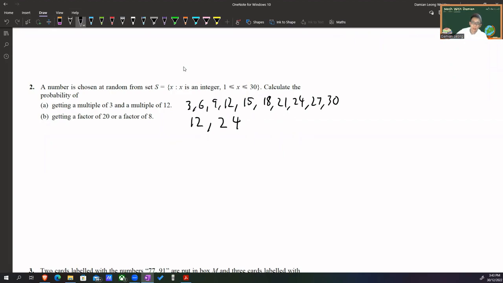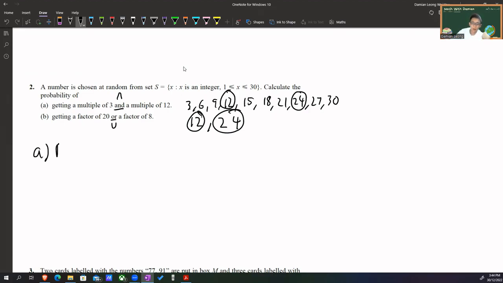So getting a multiple of 3 and a multiple of 12, this one I'm just selecting one number. So and means it has to be both. So keyword and is like intersect, or is like union. So and means it has to fulfill both conditions at once. So it has to be multiple of 3 and also multiple of 12 at the same time. Means it can be either 12 or 24.